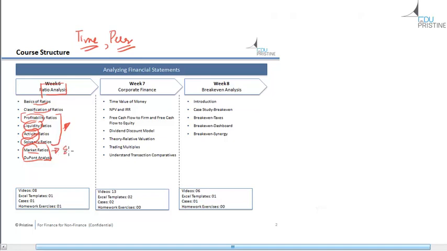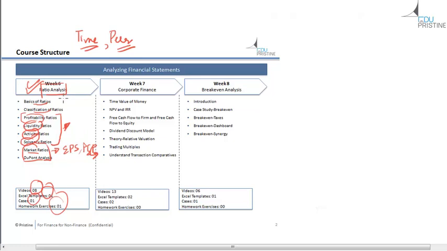For example, we have spoken about earnings per share, or the PEG, the price earnings growth ratio, and what it means. This will be covered with the help of 8 video tutorials, an Excel template and a case study. You'll also be given one homework exercise to better understand your concepts on ratio analysis.